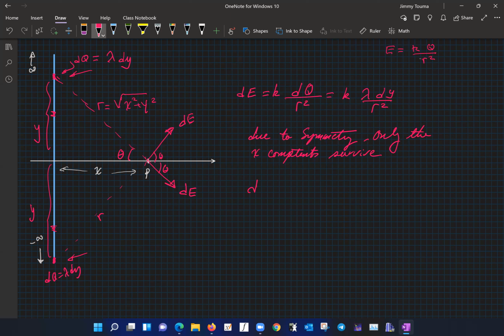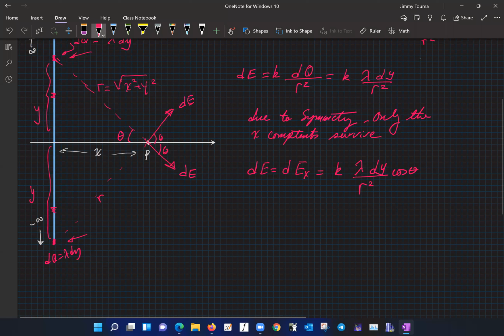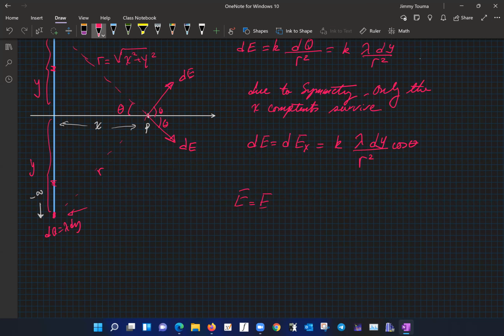So now dE becomes dEx, becomes k lambda dy over r squared cosine theta, because the x component of dE is the cosine of that angle. So now my final electric field, this is the magnitude, and it's going to be pointing to the right, is going to be the integral. I'll write the integral in general: k lambda dy over r squared cosine theta.